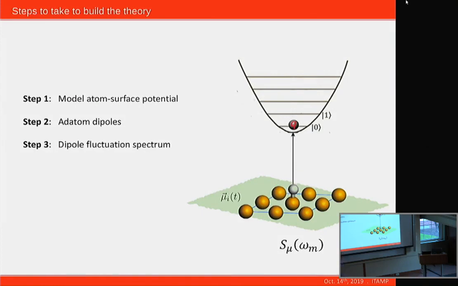What are the steps to take to build up this theory? If there are atoms that are approaching the surface, we need to know what kind of interactions we are dealing with. And then out of those interactions, how do we make dipoles? And then if we make dipoles, how do we make them fluctuate? So these are the steps we are going to take.